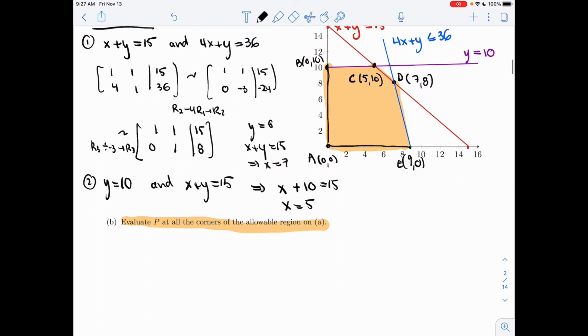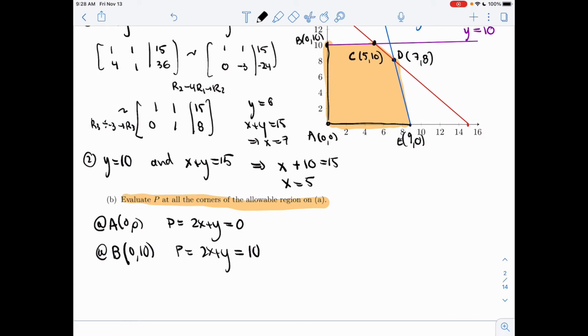All right, at A, which is 0, 0, P, which is 2x plus y, is 0. At B, which is 0, 10, P, which is 2x plus y, is 10. All right, at C, which is 5, 10, P is 20.